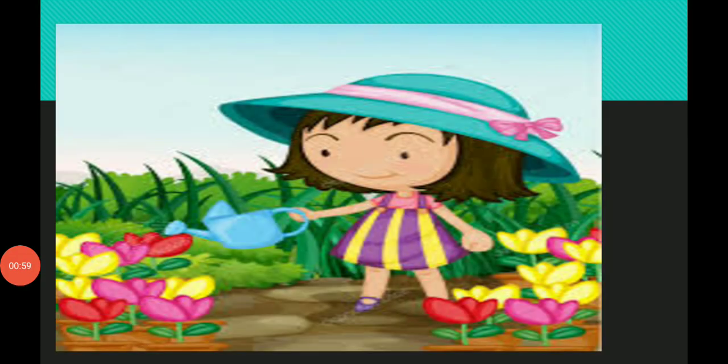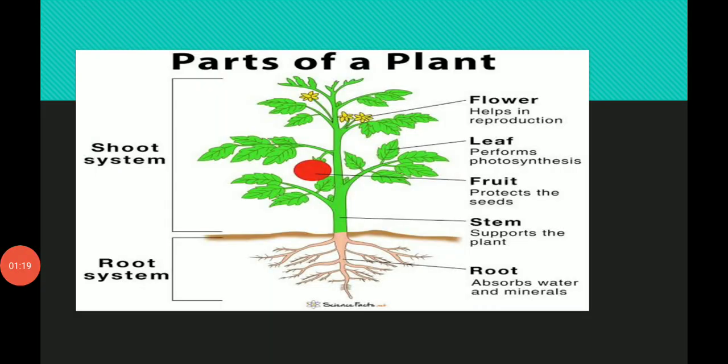Hello. Now Emma is in the park. She is watering the plants. But she gets confused. Water is absorbed by the soil. She asks the plant, how do you get water? All the water is absorbed by the soil. So now, students, let's help Emma to get the answer to her question.